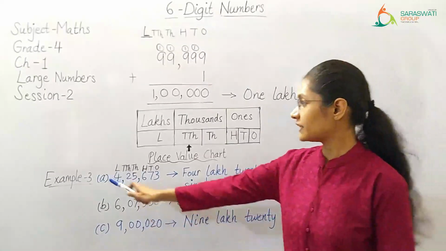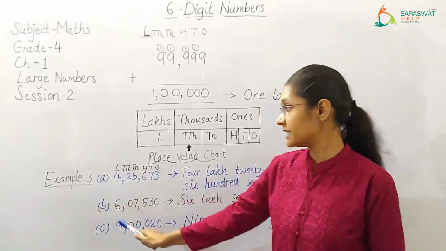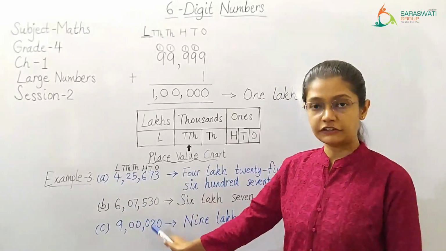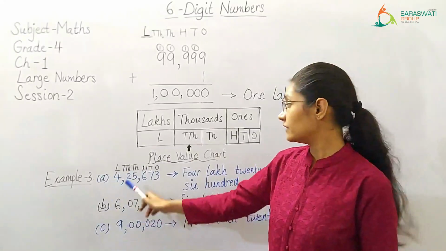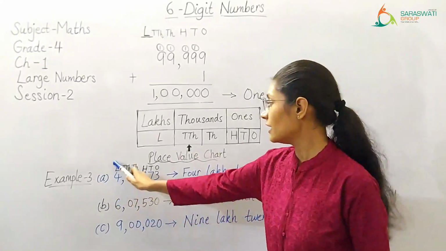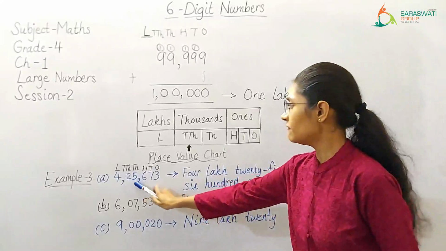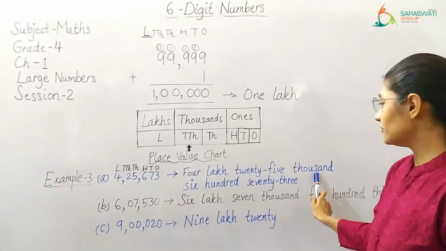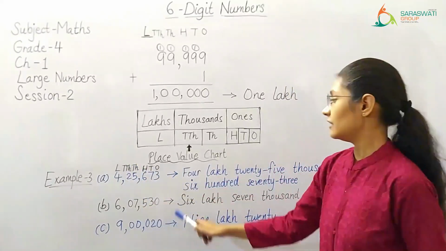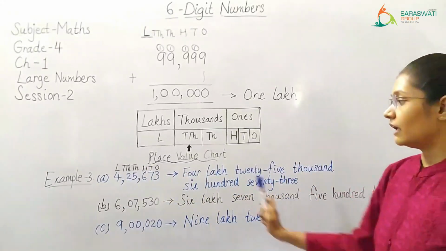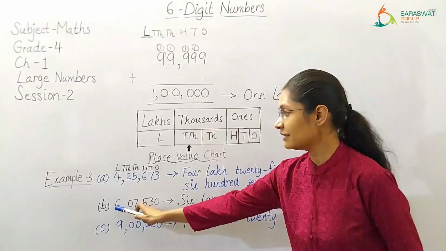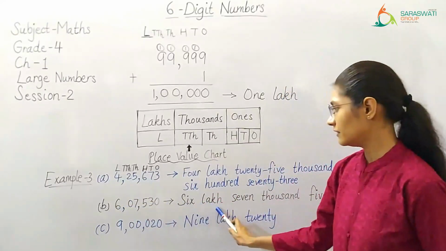Now, let us solve example 3. We have to write these numbers in the form of words. So, which will help us to write the name in words. Then, starting from the highest period, 4 lakh, then 25,000 because it is the thousands period. Then, 673. Next number, starting from the lakhs period, 6 lakh.